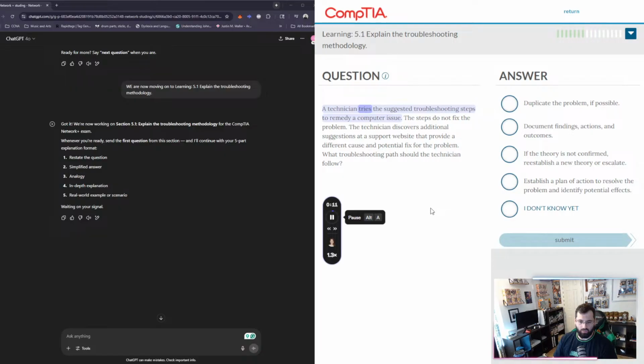A technician tries the suggested troubleshooting steps to remedy a computer issue. The steps do not fix the problem. The technician discovers additional suggestions at a support website that provide a different cause and potential fix for the problem. What troubleshooting path should the technician follow? Duplicate the problem if possible, document findings, actions, and outcomes. If the theory is not confirmed, reestablish a new theory or escalate.